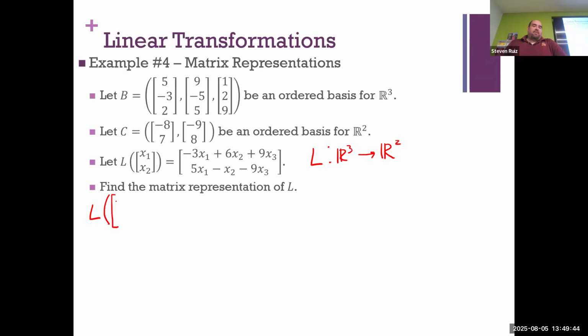And I need to do all of them because a basis is this minimal thing. By minimal, I mean that I need every single vector in that basis to span R3. So I need to know what L of 5, 3, 2 is. I need to know what L of 9, negative 5, 5 is. I need to know what L of 1, 2, 9 is.